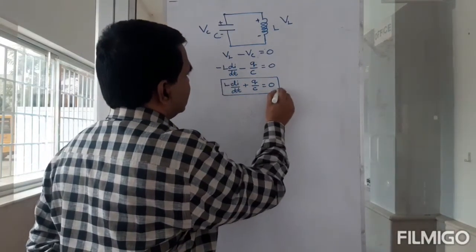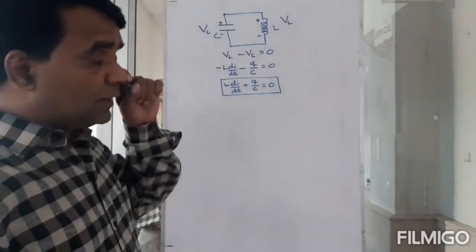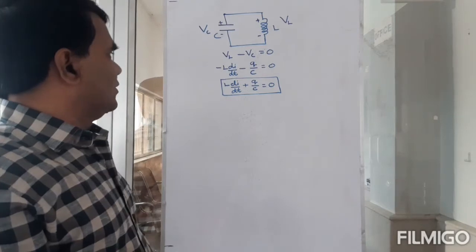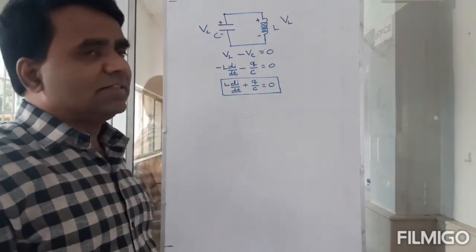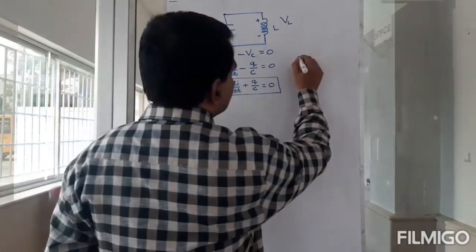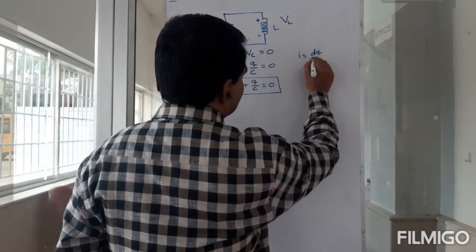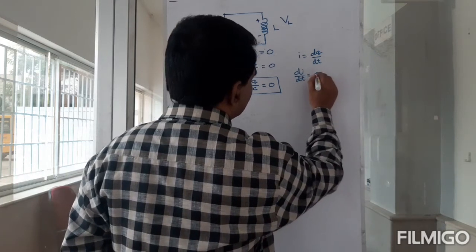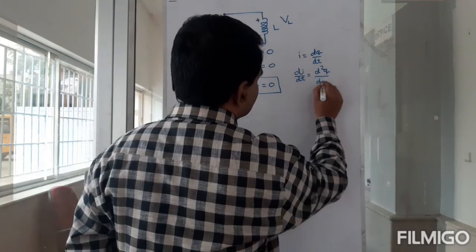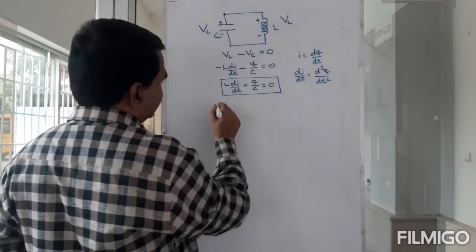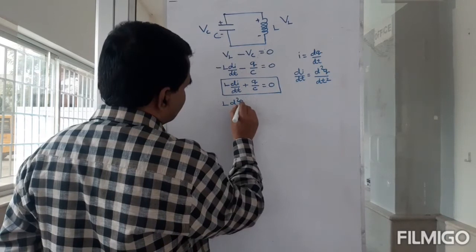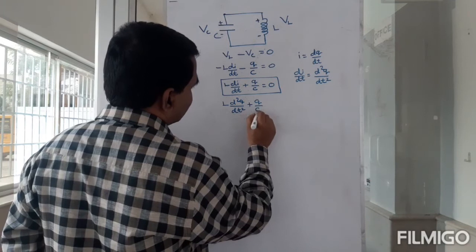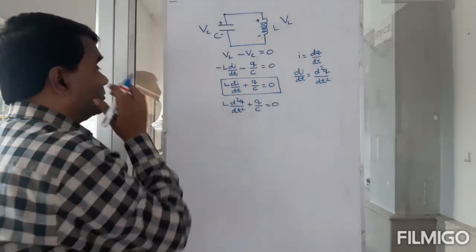So this is the mathematical expression for this circuit. Okay, so I got di by dt. Well, how can I write di by dt? Well, I is dq by dt, so di by dt must be equal to d squared q by dt squared. So I put it here: L d squared q by dt squared plus q by C equals 0.